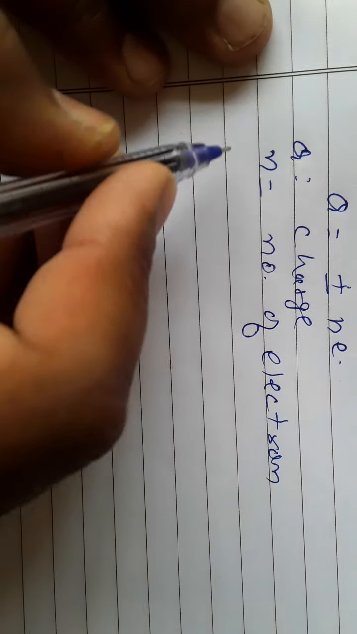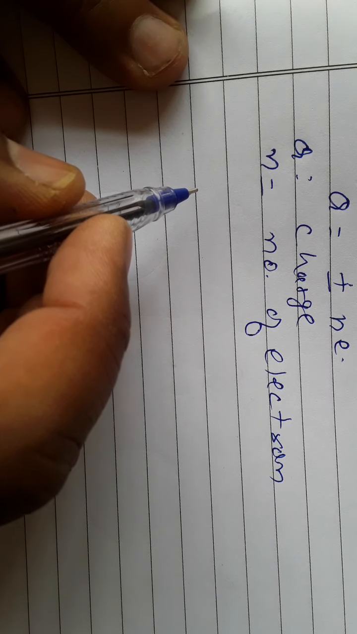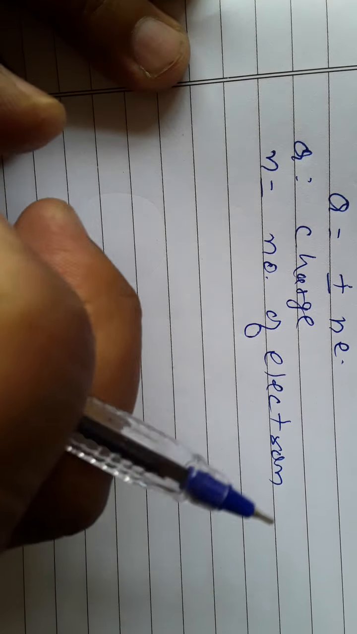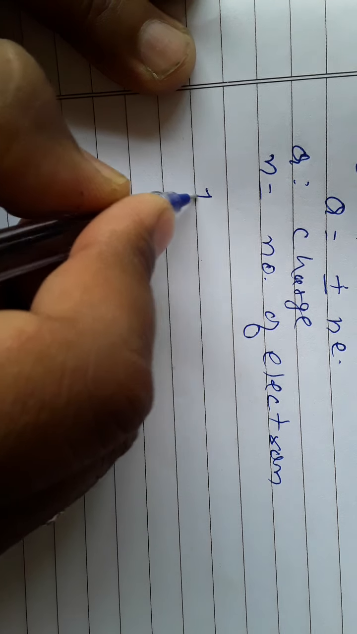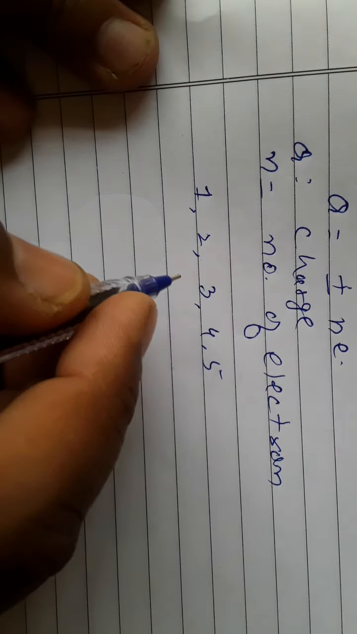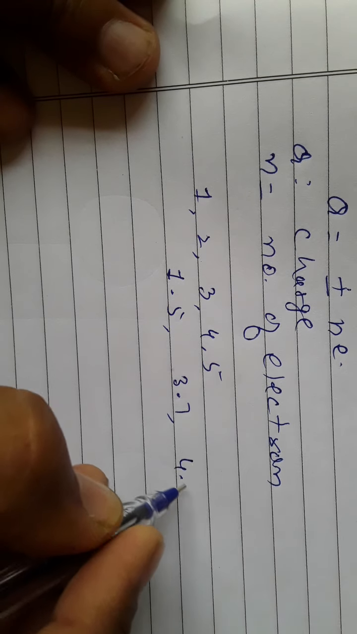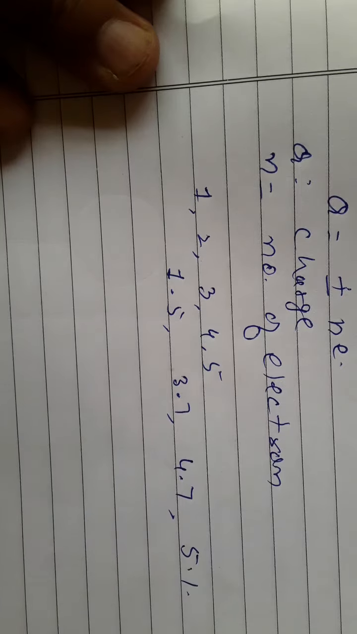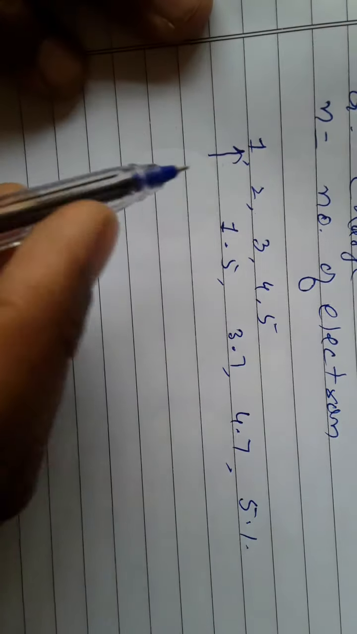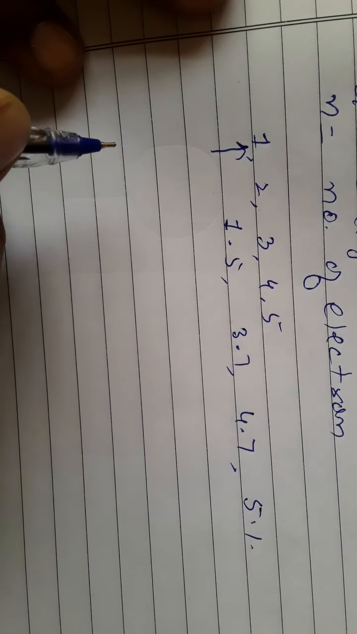The meaning of quantization of charge in a simple way is that when we buy a pen, notebook, then we always purchase in a quantity of 1, 2, 3, 4, 5. We never purchase in the quantity of 1.5, 3.7, 4.7 or like 5.1. We always buy in the integer form, means 1, 2, 3, 4 and 5. So this is called quantization of charge.